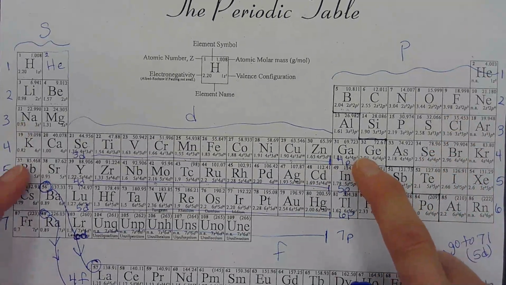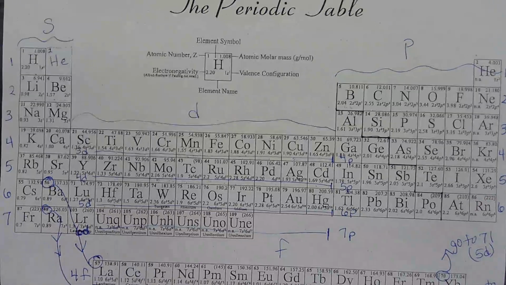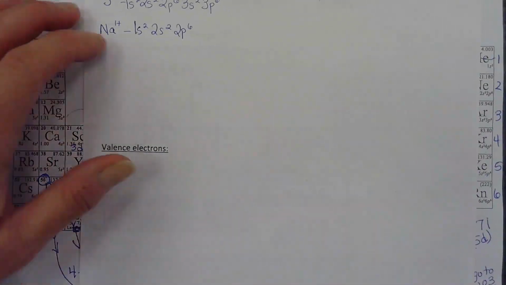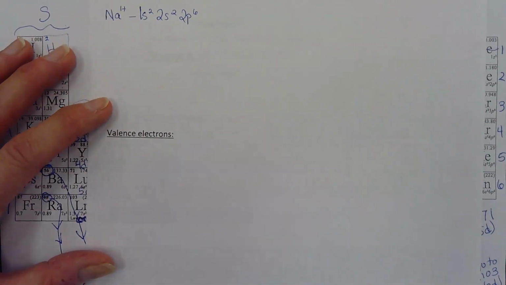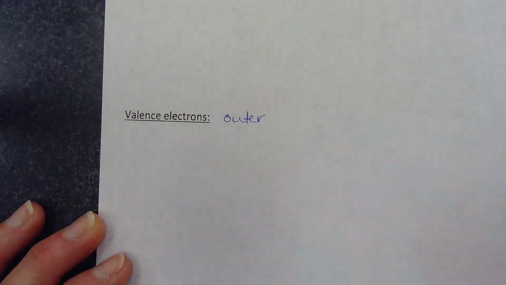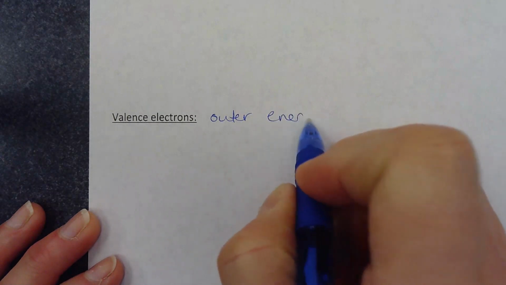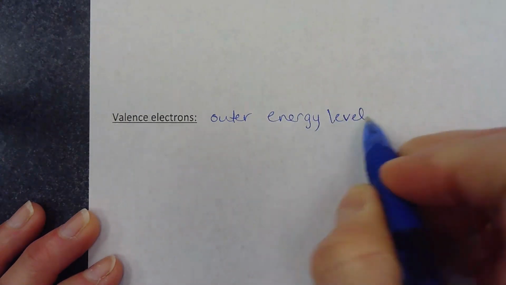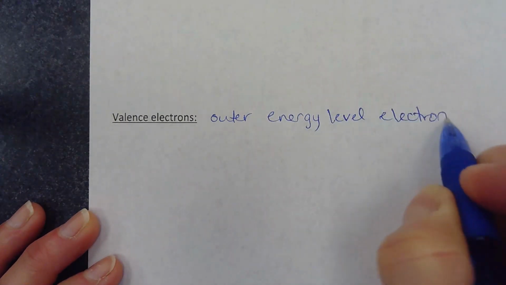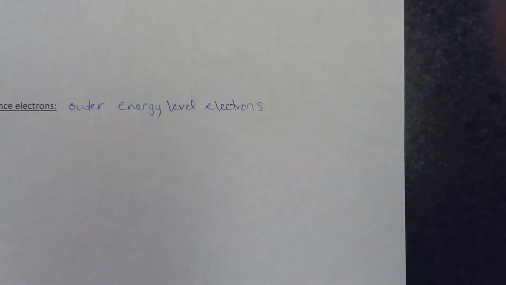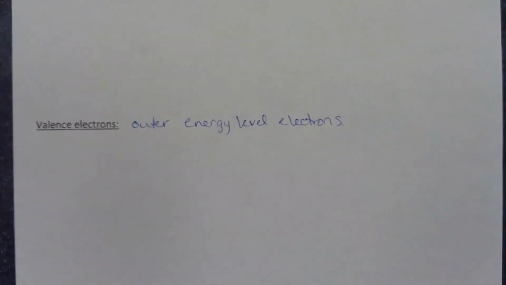Now, I want to see if you can, let me write something else down. Let's talk about valence electrons, and we're going to do both of these at the same time. We're going to talk about two different things here. I've already said this. I'm going to add to it here. Valence electrons are outer energy level electrons.